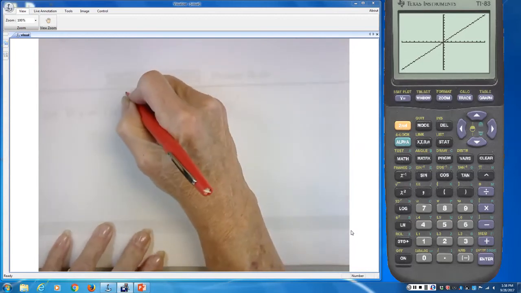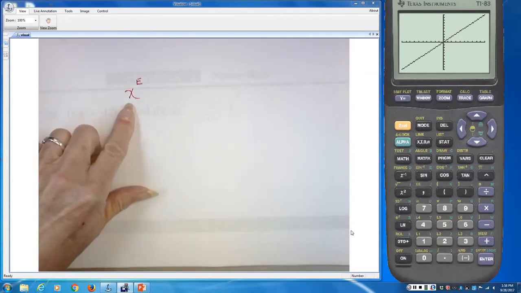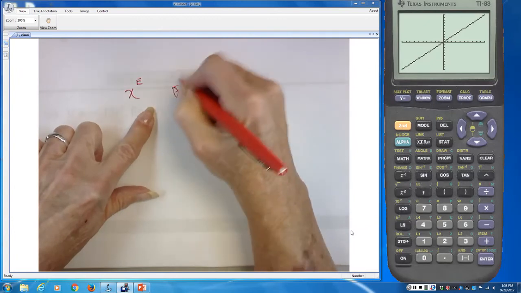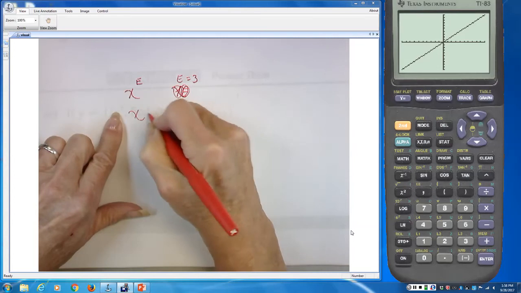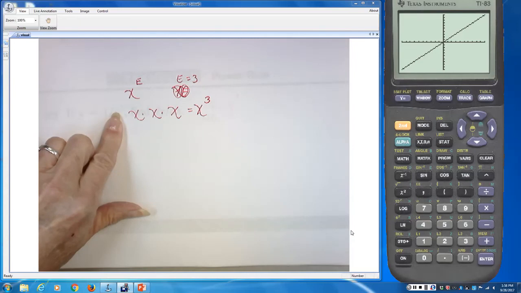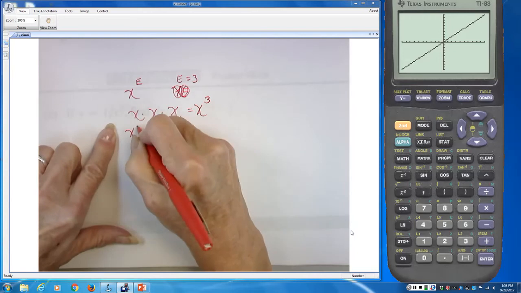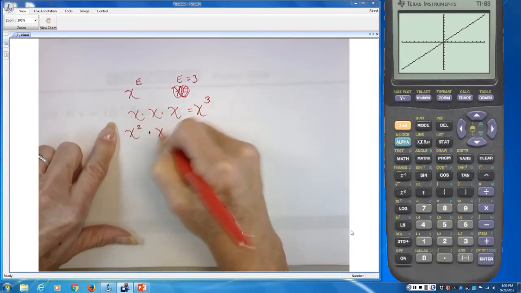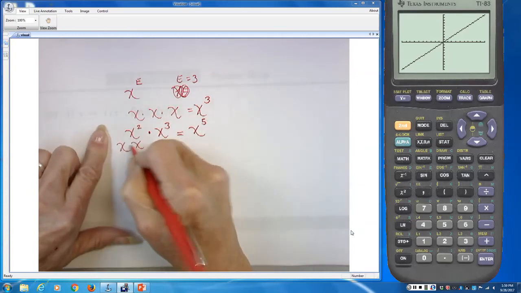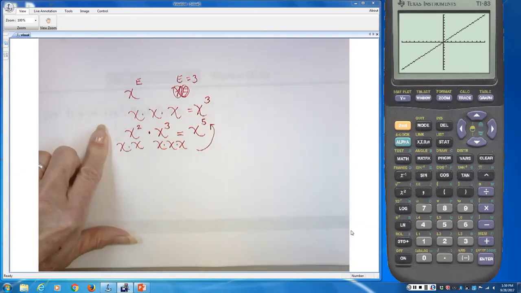The definition of an exponent tells you how many of these you have. So in the case of e equals 3, that becomes x times x times x, which is x cubed. That's basic exponent rule number 1. It tells you what an exponent is. It also says that if you have x squared times x cubed, you add the exponents, because this is 2 x's, and this is 3 of them, which gives you a total of 5 of them.